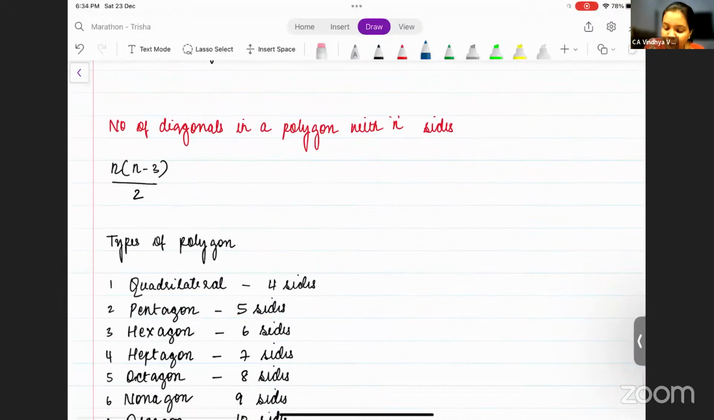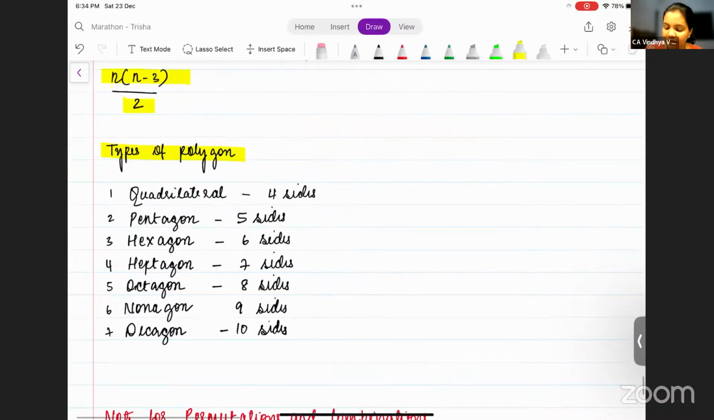Number of diagonals in a polygon. Now, what is a polygon? A polygon is any closed shape. Is a triangle a polygon? Yes. But does a triangle have a diagonal? No. So, what is a polygon? A polygon is any shape with sides. Any closed shape. Now here, the types of polygons that have a diagonal, first one, is quadrilateral.